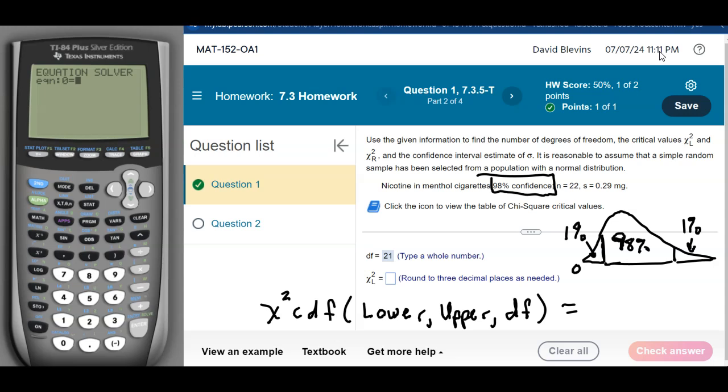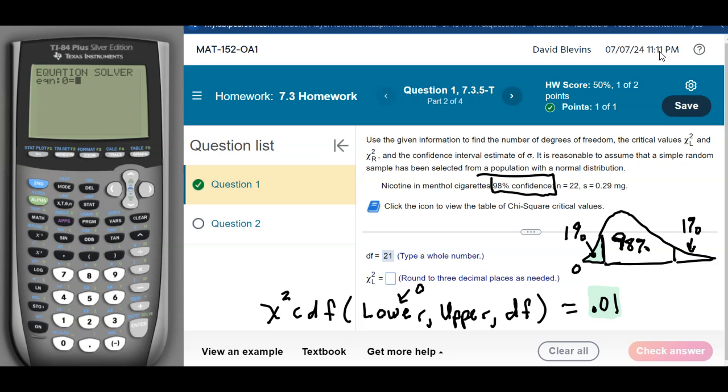So what we want, again, chi-square CDF, just like normal CDF, is going to give me area. So that's what comes out of chi-square CDF, is area. So we want this to be equal to 0.01. We want it to be equal to 1%. And we know the lower number is 0 because that is always the lower number in a chi-square distribution. So the left tail, if we're trying to find area there, is always going to have 0 there.